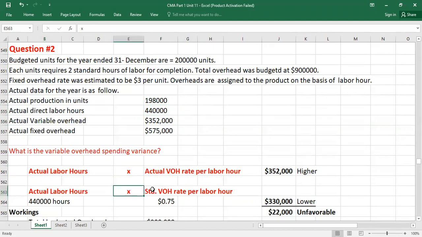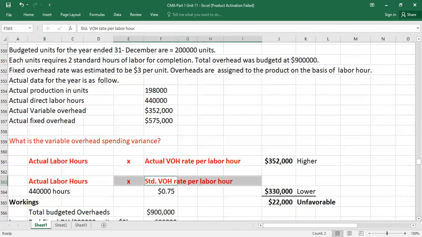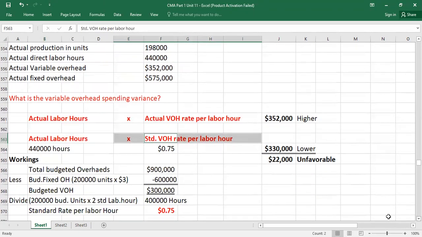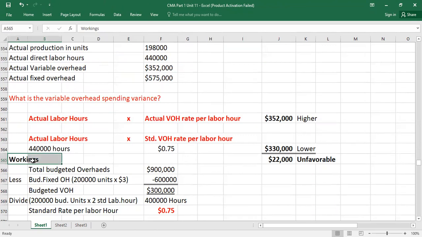Then multiply with the standard variable overhead rate. And here is the trick, because you are not provided with the standard variable overhead rate per labor hour. So now we need to work it out. How can we work it out? It is shown in the working here. You can see here, guys, this is the working to calculate the standard variable overhead rate per labor hour. How can you calculate it? It is a little bit tricky.